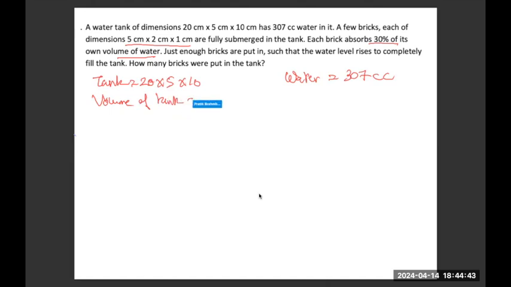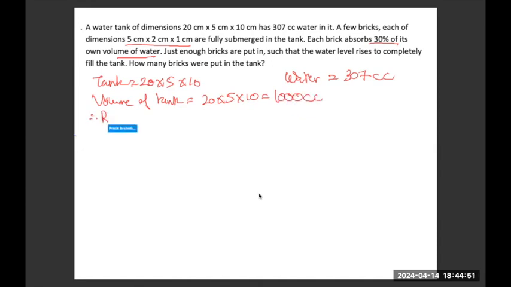We are given the tank volume. The tank size is 20 by 5 by 10, and the water in the tank is 307 cc, cubic centimeters. So the volume of the tank will be equal to 20 multiplied by 5 multiplied by 10, which is 1000 cc.